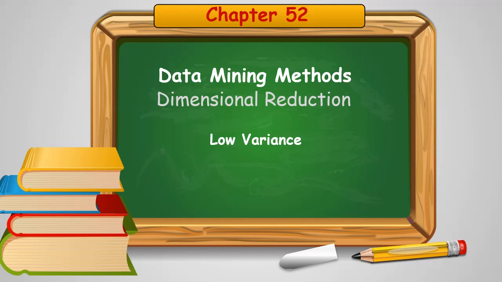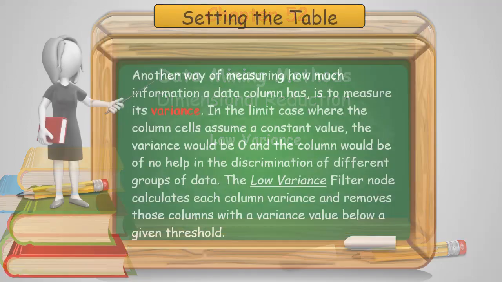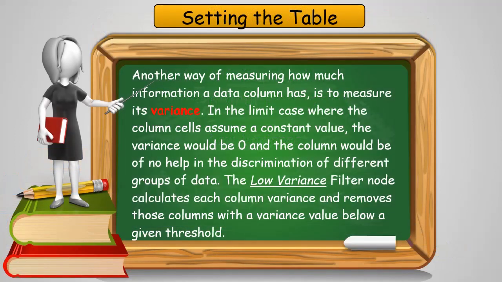In this chapter we're going to talk about low variance filtering. Another way of dealing with dimensional reduction is by measuring the variance. How much information does this column have? To limit the cases where a column, for example, has a constant value, the variance would be 0, and that column therefore would have no impact on your predictive model, because it doesn't discriminate between different rows or groups of data.